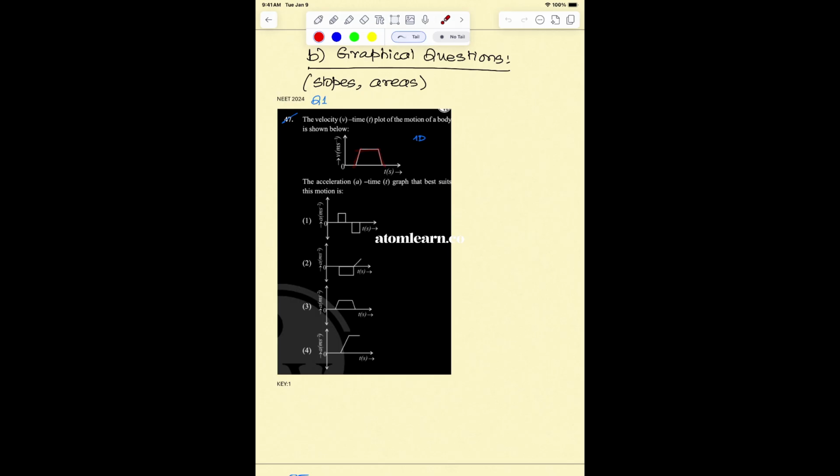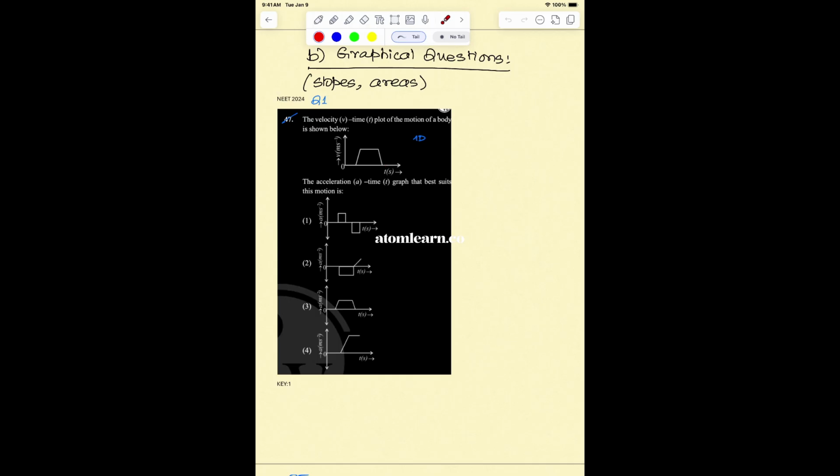That means the slope in the first part is positive. The slope in the second part is 0. Then the slope in the third part is negative. What is the slope in the velocity-time graph? It is dv by dt, and dv by dt stands for acceleration. Therefore, acceleration is positive during the first part, acceleration equals 0 in the second part, and acceleration is negative in the third part.